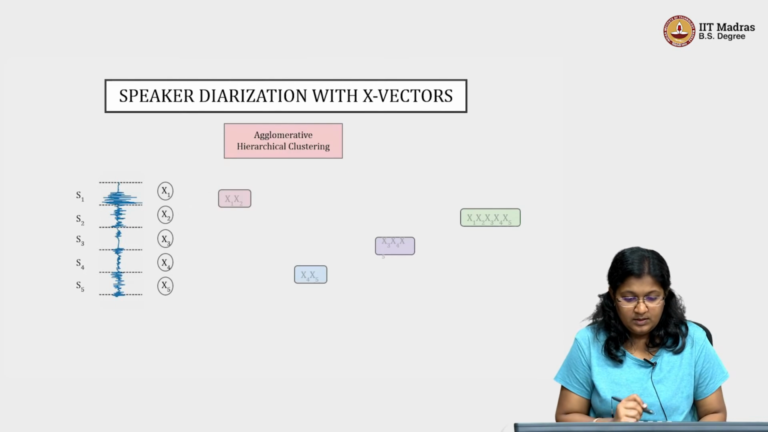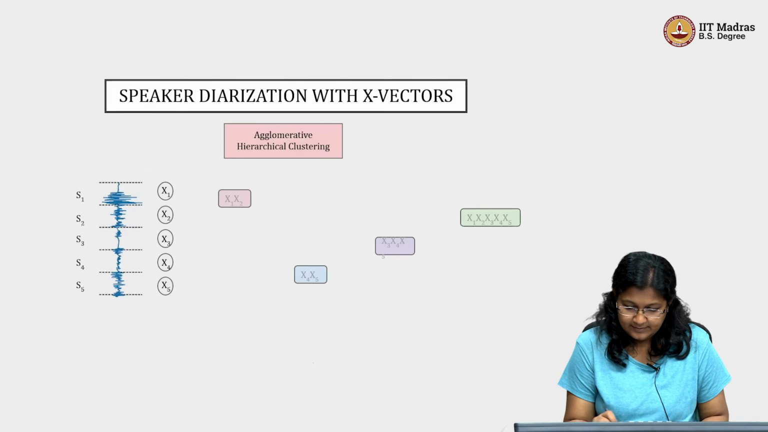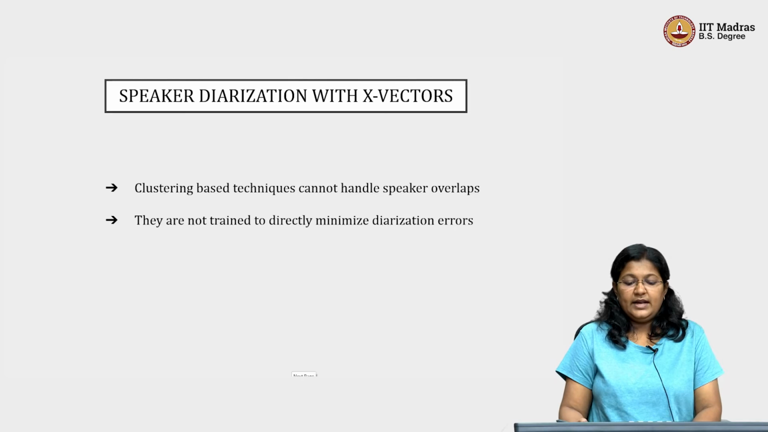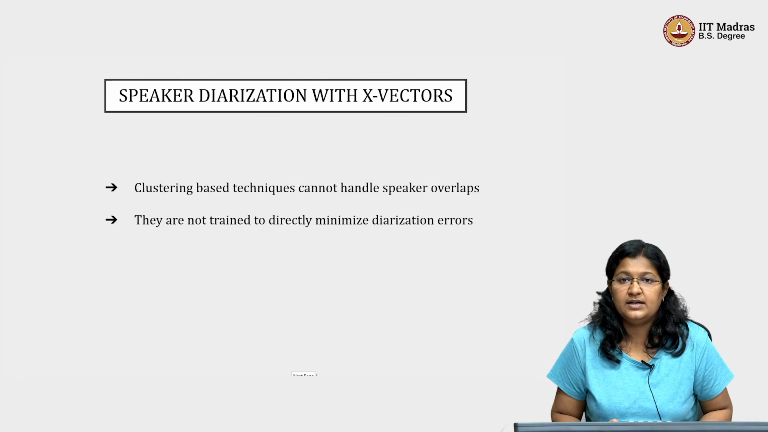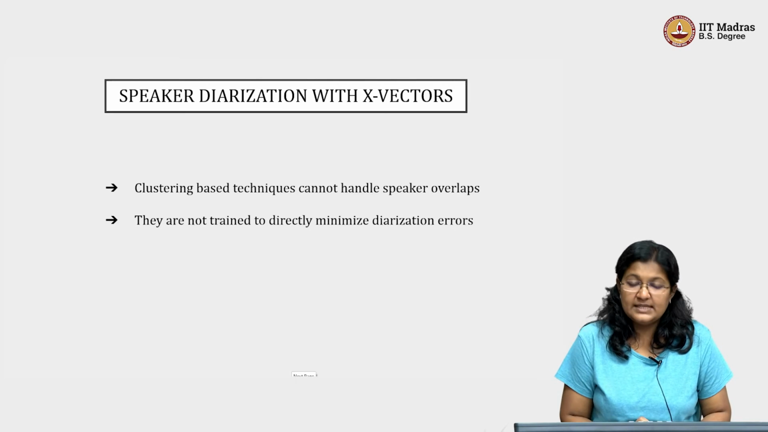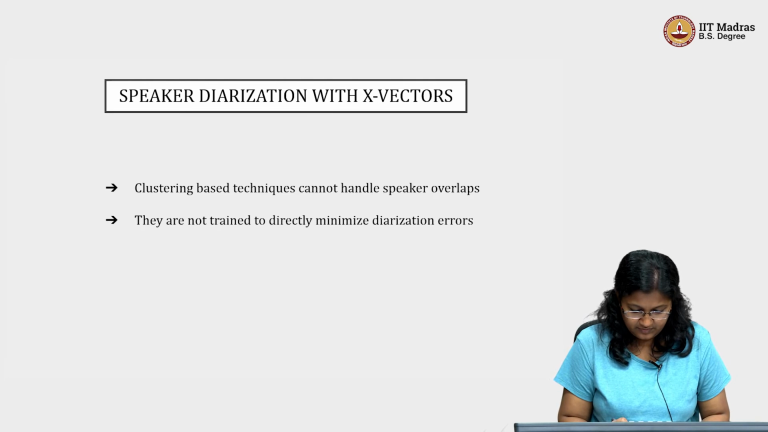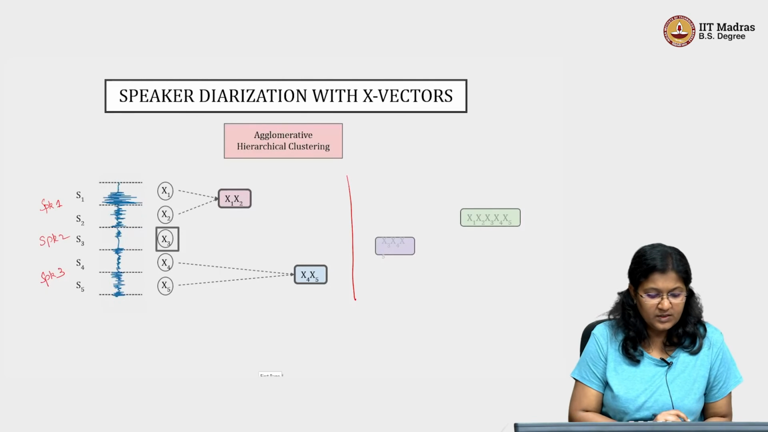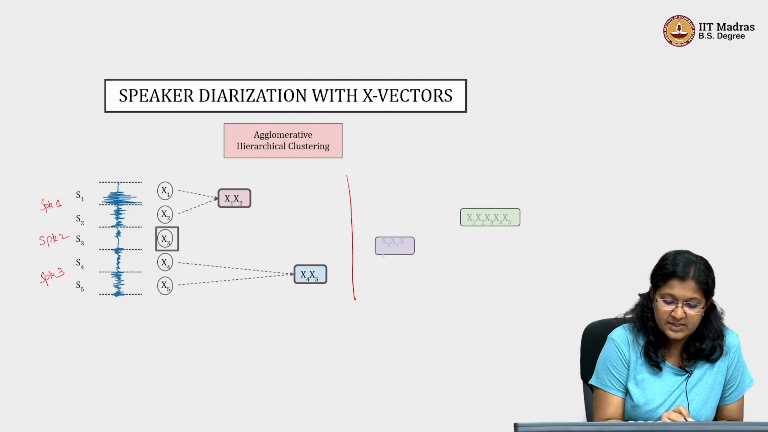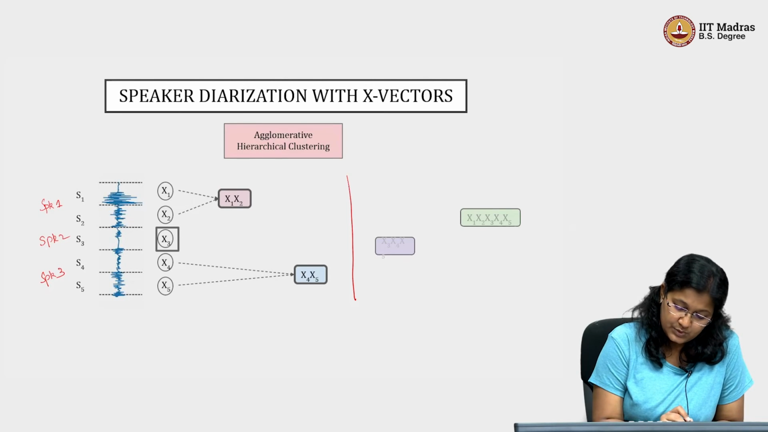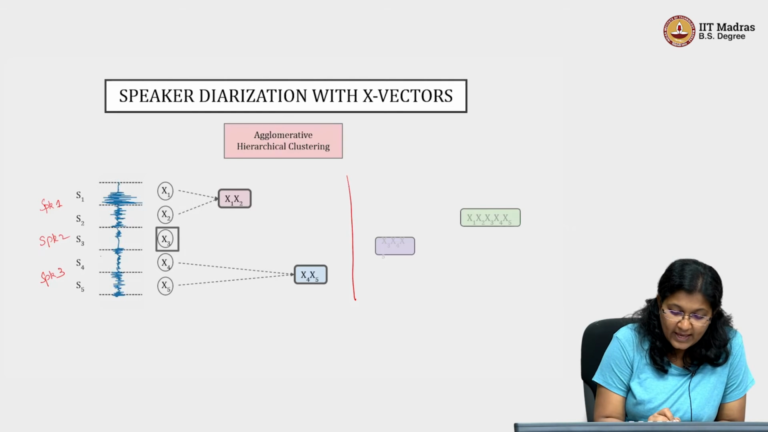Okay. Let's just skip this slide. So there are a few problems with these clustering-based techniques. One is speaker overlap. If you see in the figure, this S1 and S2 can be speaker 1 only. This S3 can be speaker 2 only. S4 and S5 can be speaker 3 only. There is no way S4 can belong to speaker 3 and speaker 2.